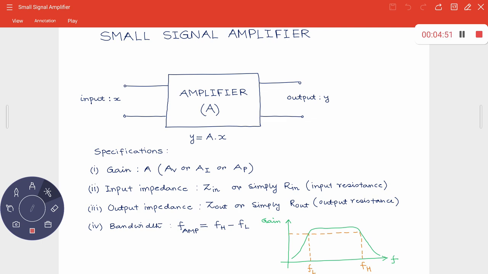Similarly, we have the output impedance or output resistance. We call it R out or Z out. And the fourth important factor is the bandwidth. What do you mean by bandwidth? Any idea about the bandwidth?